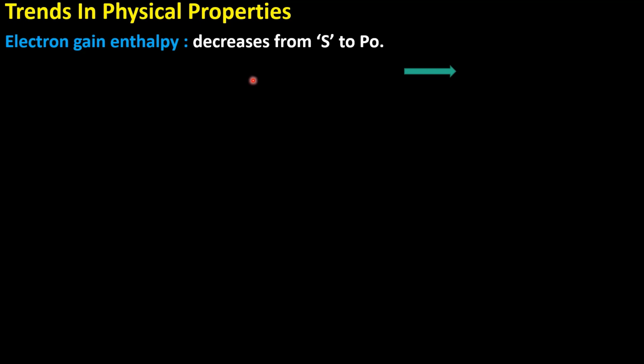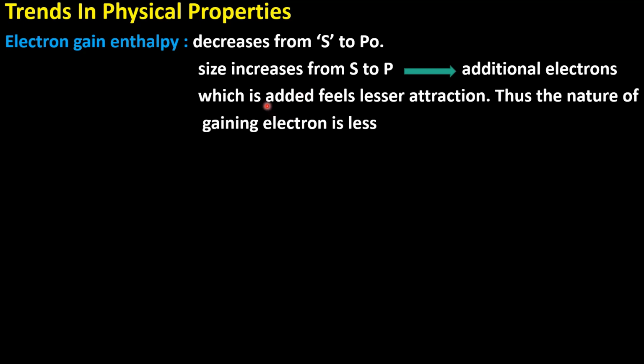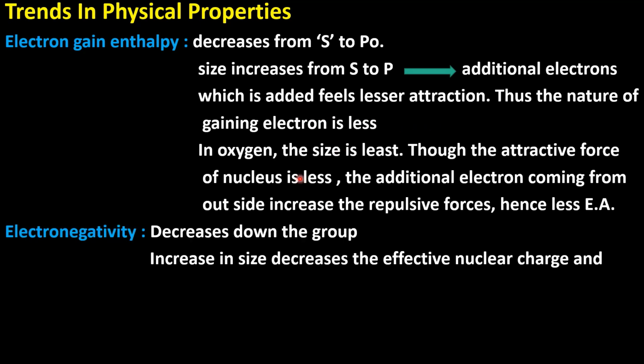Electron gain enthalpy. Electron gain enthalpy decreases from sulfur to polonium. This is because size increases from sulfur to polonium. That is, the additional electrons which are added feel lesser attraction, thus the tendency of gaining electrons becomes less. In oxygen, the size is least. Though the attractive force of the nucleus is high, the additional electron coming from outside increases the repulsive forces, hence less electron gain enthalpy when compared to other elements.